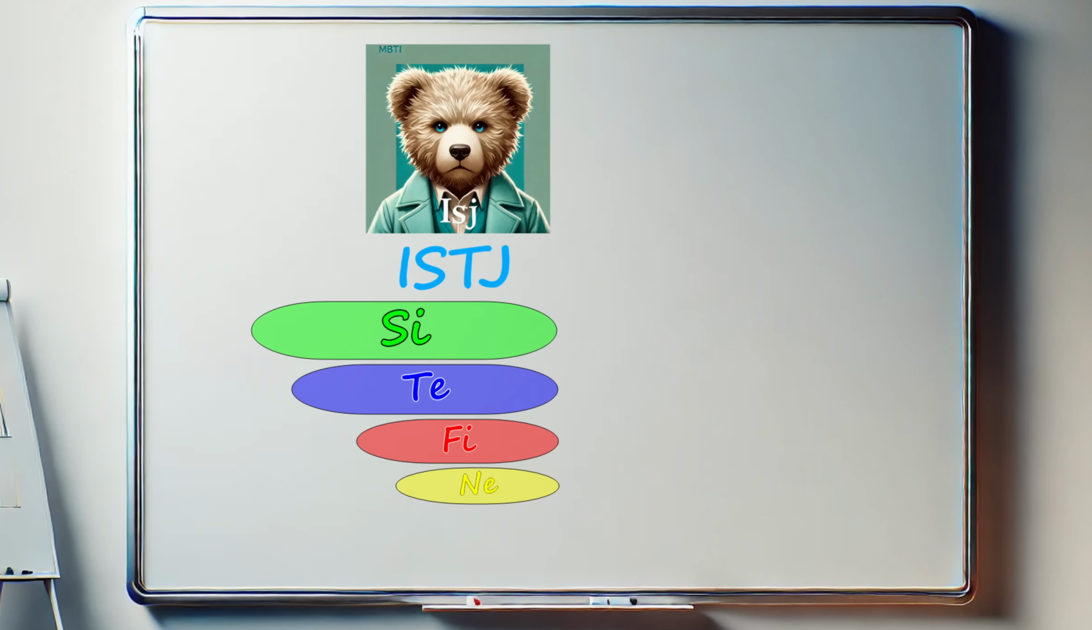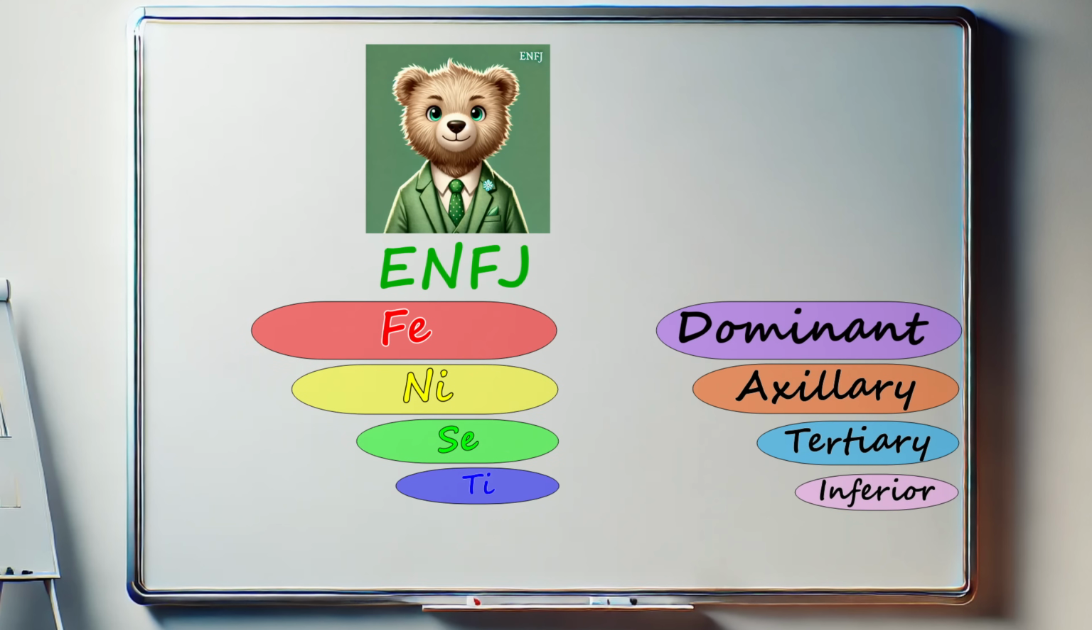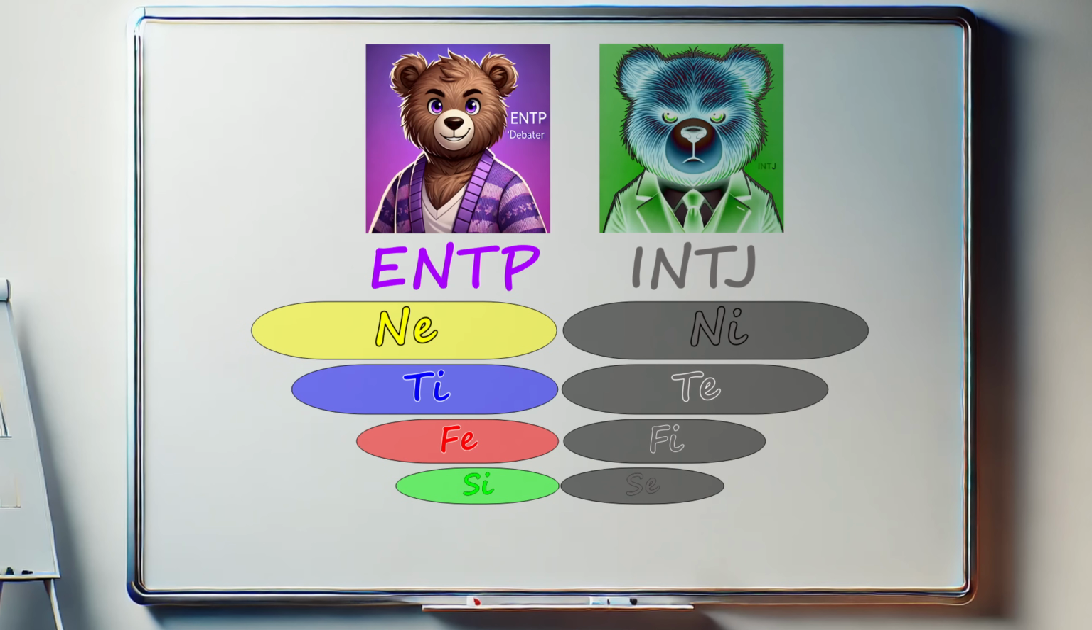The cognitive stack includes a dominant, auxiliary, tertiary, and inferior function, forming a hierarchy of cognitive strengths and weaknesses that influence how individuals interact with the world. And in the background, there's the shadow acting subconsciously.